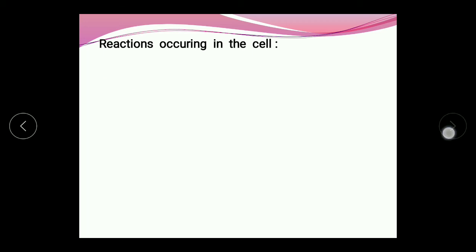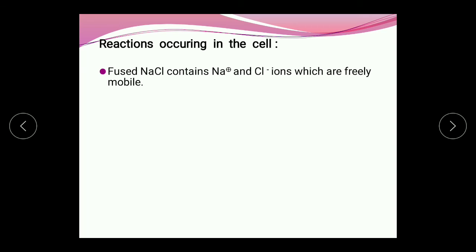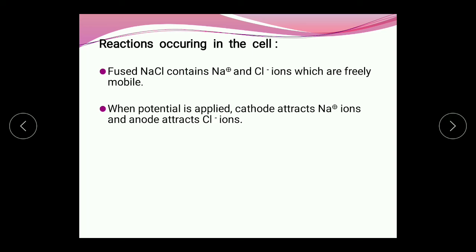Basically what happens? Fused NaCl contains Na plus and Cl minus ions which are freely mobile. That means as we have taken NaCl in the fused condition, it contains Na plus and Cl minus ions. As they are ions and the medium is liquid, they can move from one place to another, which means they are freely mobile. Mobile means they can move.